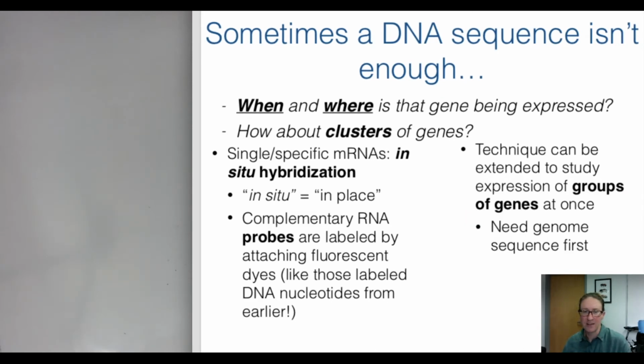This technique, again, can be extended to study the expression of groups of genes, if you have an RNA probe that is complementary to a bunch of those genes. But I'll note that to use this method, you have to know something about the organism's genome sequence first. What do you do if you don't know the organism's genome sequence? How can you get that information, particularly if you can't directly sequence that organism?